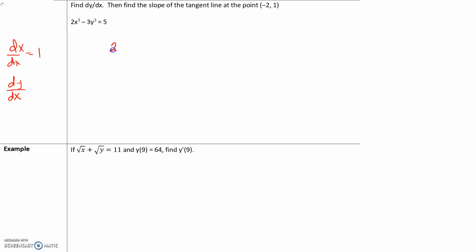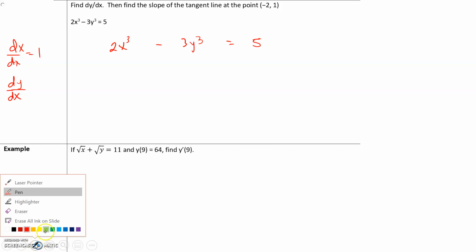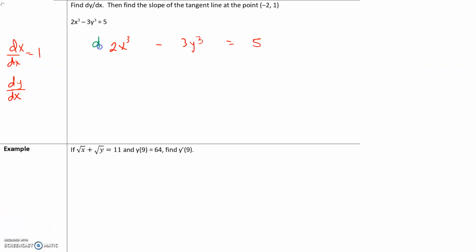So for example, we have 2x to the third power minus 3y to the third power equals 5. And when we differentiate, we take the derivative with respect to x, so d/dx of each term. So we have d/dx of 2x cubed, d/dx of 3y cubed, and d/dx of 5. Derivative with respect to x. Okay, now let's keep going with this.